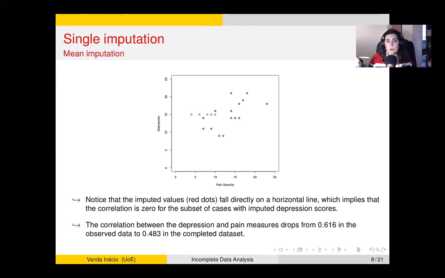Of course, we should not just judge how good our imputations or our estimates are by looking at the observed data, because unless it's missing completely at random, the observed data will not be a random sample or a good representation of the completed data. But this makes the point clear that by using mean imputation, we are attenuating the covariances and the correlations and also the standard deviation of the variables with missing values.